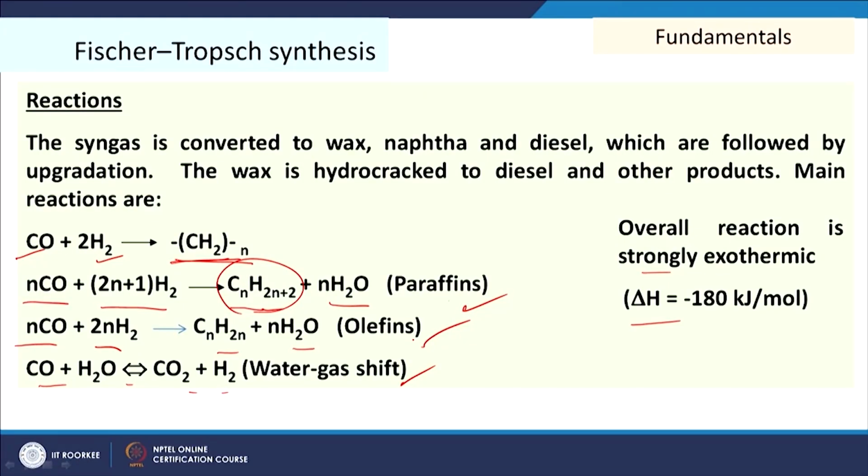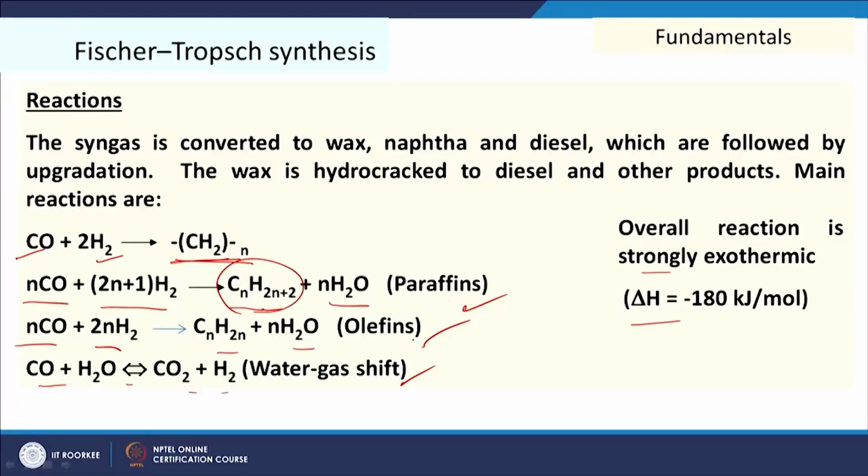Once the paraffins are produced, if this n number, the carbon number, is higher, then we will get wax. So, that wax is the major product of this first step of the FT synthesis, and then that will be converted to different liquids.